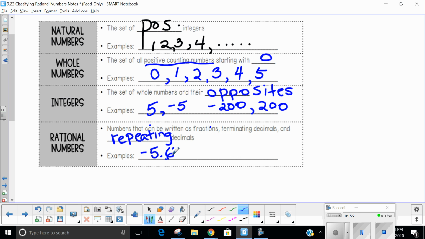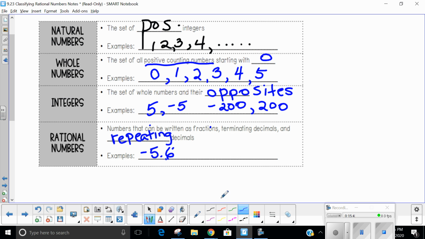That would be a rational number. It's a decimal and it's negative. It's not a whole number. It's not a natural number. And it's definitely not an integer, because remember, integers are just the opposites of the whole numbers. So it has to go into the larger group, which is rational numbers.